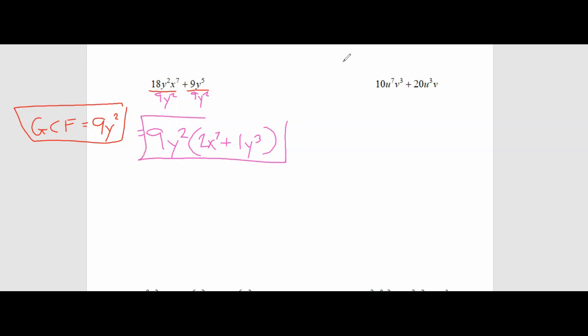So I should get 9y squared times the quantity 2x to the 7th plus 1y cubed. If you want to leave the 1 off and just say y cubed, perfectly okay. In fact, what I have on the screen now is probably what you'll see as an answer choice if it's multiple choice, or it's what you'll see written in a book, etc., because it's the most simplified version.